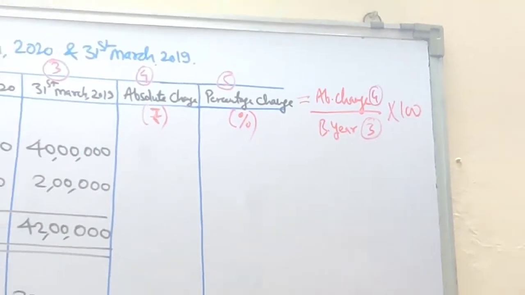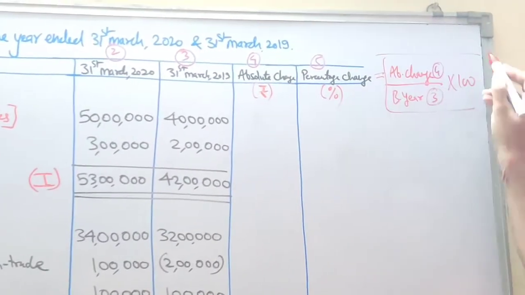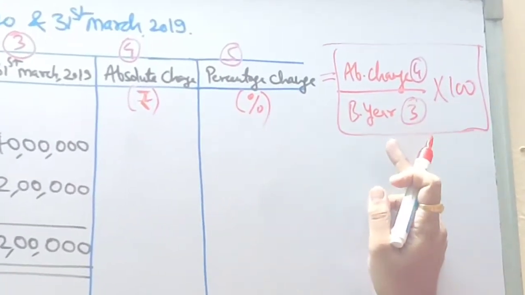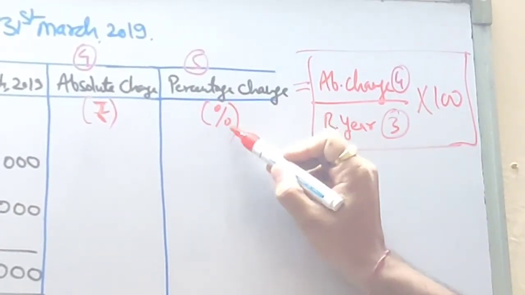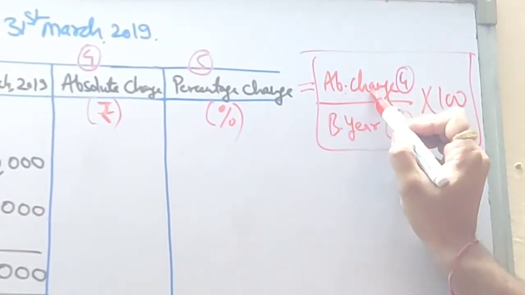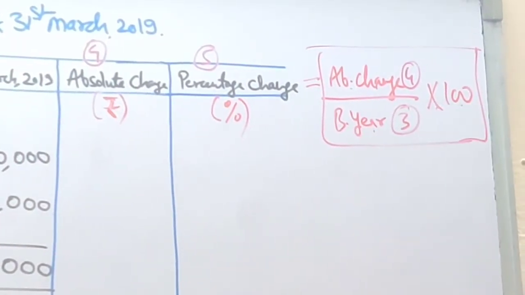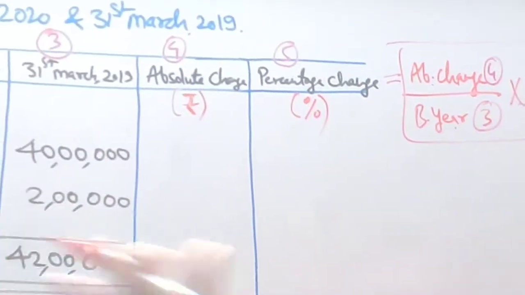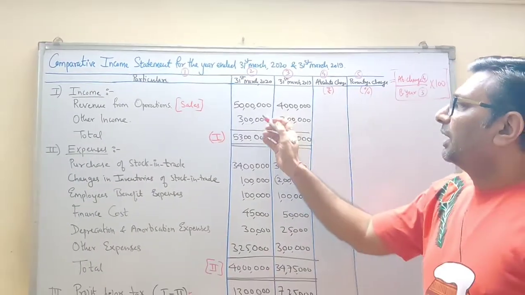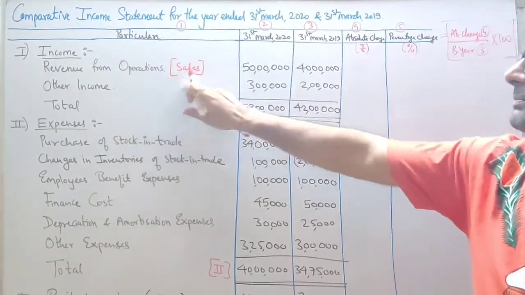I hope you have understood how to get the percentage. I want you to take down a note of this, students. What is the formula for finding percentage? Absolute change divided by base year into 100. I hope I am clear with the formula. Now let's start with the solution. Revenue from operation, it means sales.